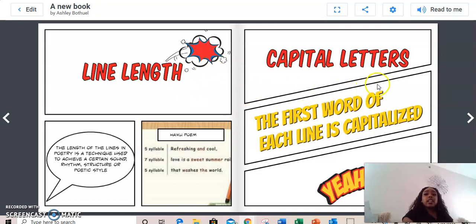So the next element of poetry are capital letters. Now, in poetry, not all rules necessarily apply of what we normally follow when it pertains to capital letters when we're writing sentences or essays and paragraphs. But just remember that the first word of each line in a poem is capitalized.